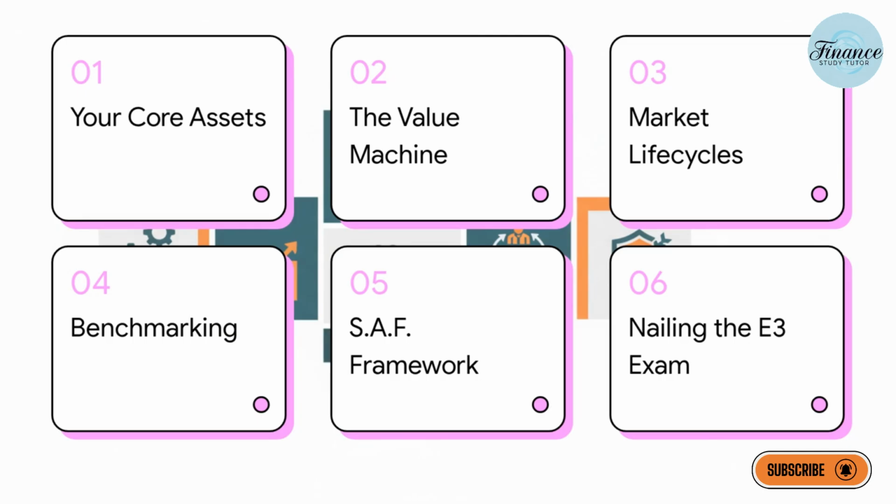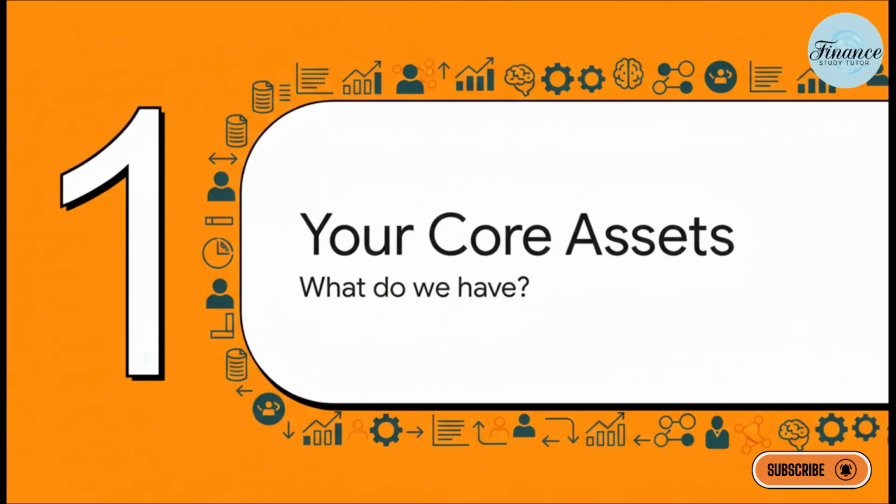So, what's on the menu today? Well, we've got our strategist toolkit all laid out. First, we'll start by taking stock of your core assets. Then we'll look at how you use those assets to build a real value machine. After that, we'll learn how to navigate those tricky market life cycles and benchmark your performance against the best. And then, the grand finale. We'll bring it all together with the SAF evaluation framework to make the final choice. And of course, we'll wrap up by talking about how to use all of this to absolutely nail your E3 exam.